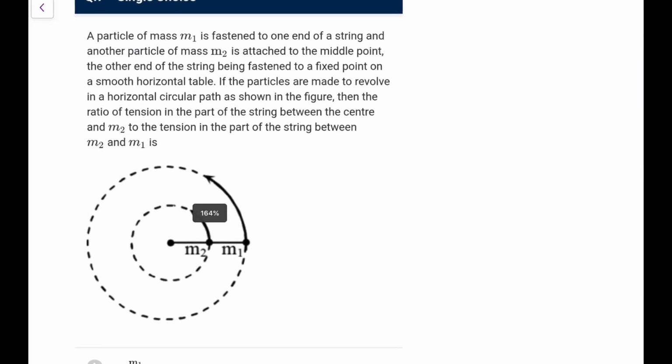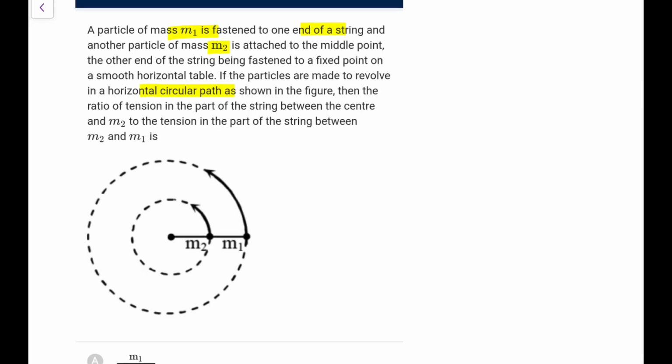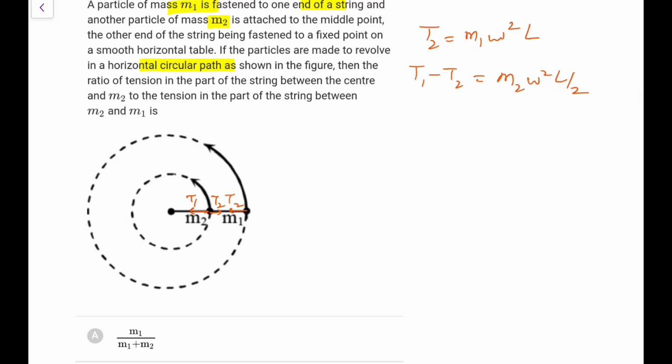Next one, you have particle M1 fastened at one end of a string and another particle M2 attached to the middle point, the other end of the string being fastened to a fixed point. The particles are made to revolve in a horizontal circular path, then the ratio of tension in the part of the string between the center and M2 to that in the other part will be. So let it be T1 and let it be T2. So it would be T2 acting like this. So on M1 only T2 is acting, so T2 is M1 omega square into L, and for M2 what we have, T1 minus T2 would be equal to M2 omega square times half of that, L by 2. And what we have, the ratio of the tension you have to find out.